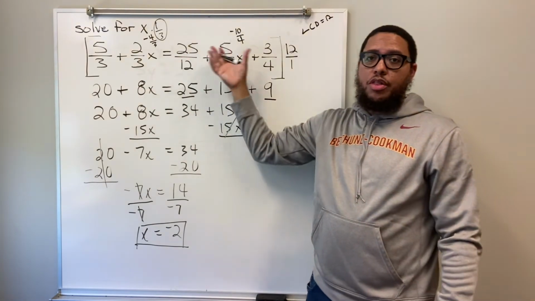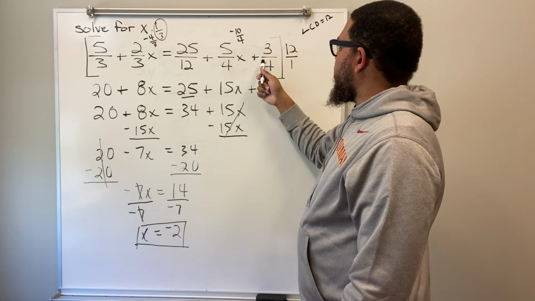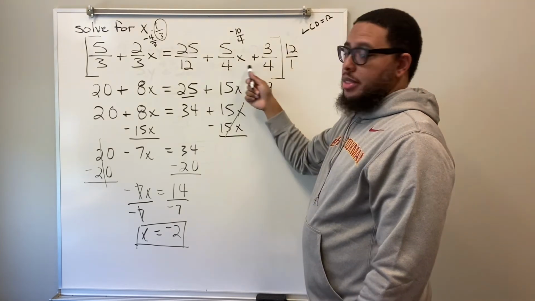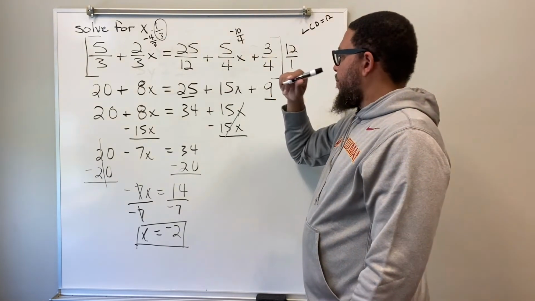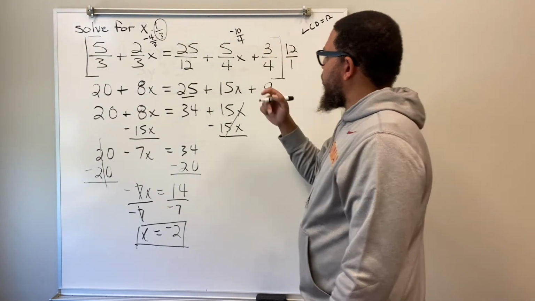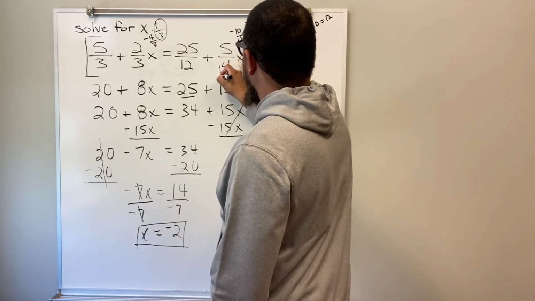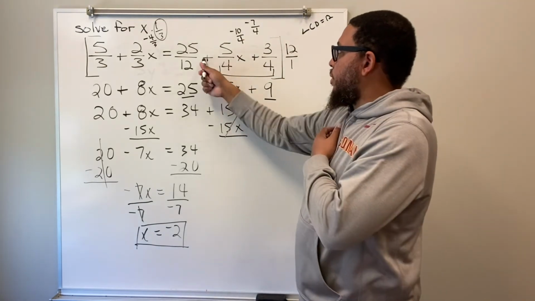Now let's see if we get 1/3 on the right-hand side. I got -10/4 plus 3/4. I got to add these two together because they already have common denominators, right? I'm going to deal with the 25/12 in a minute. -10/4 plus 3/4 is going to be -7/4. These two right here make up -7/4. Now I got to combine that with 25/12.